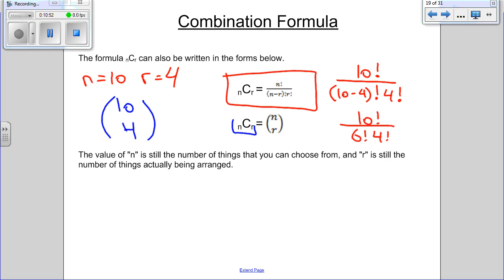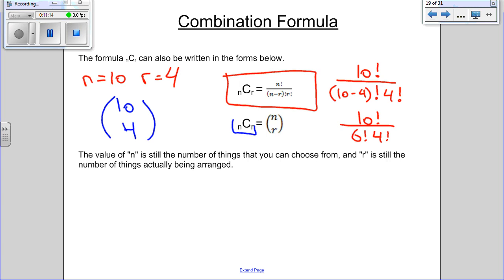And that's also on your formula sheet. I want to confirm that. Yeah, it even tells you that NCR equals that. That's on your formula sheet. So if you ever see something crazy like that, look at your formula sheet and be like, oh yeah, they're just saying combination. This is N, this is R. That's all they're saying.